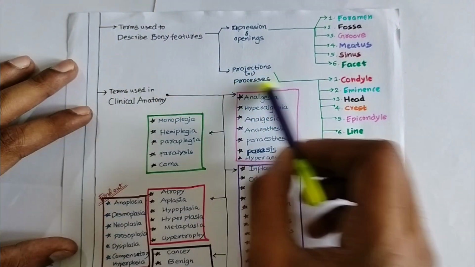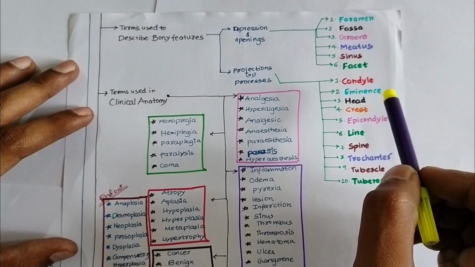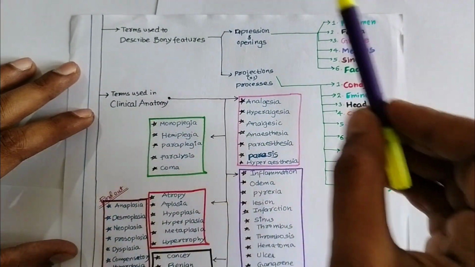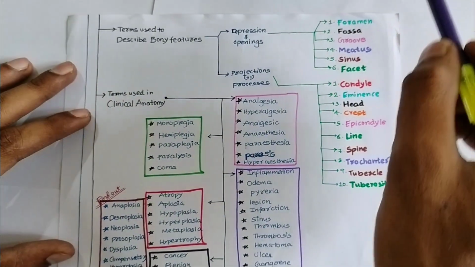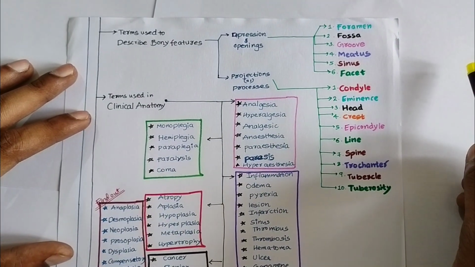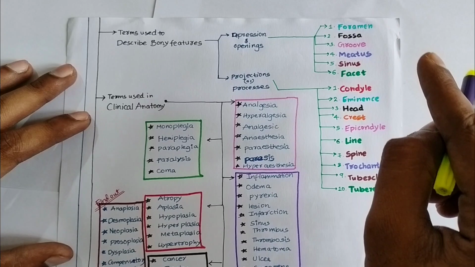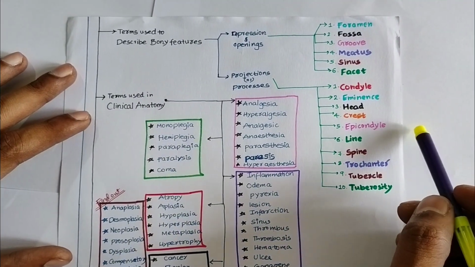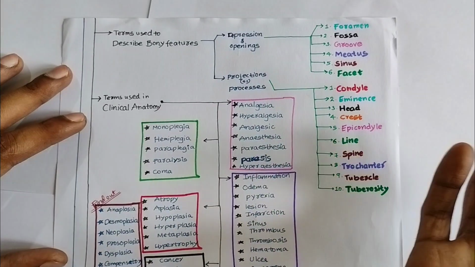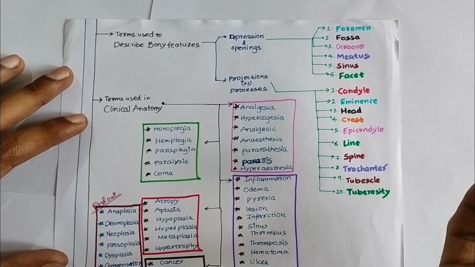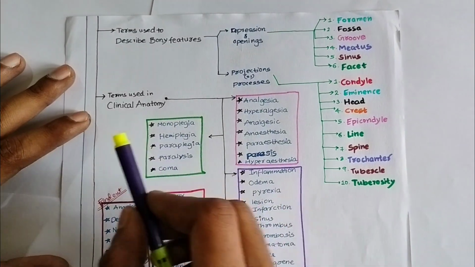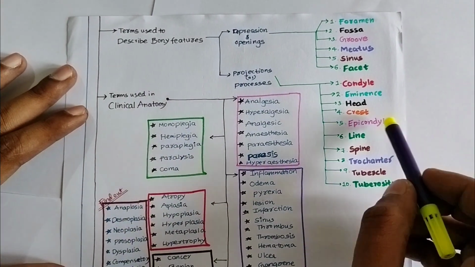These are the bony features, the terms that we'll learn, because in the viva the examiner will ask, what is this elevation, what is this depression, what is this process, what is it called, feel the surface, touch and palpate. He'll say, what is condyle, what is head, what is crest, what is epicondyle, what are spines, what is the tuberosity, tubercle. He'll ask. So you should know. We'll study everything in it.